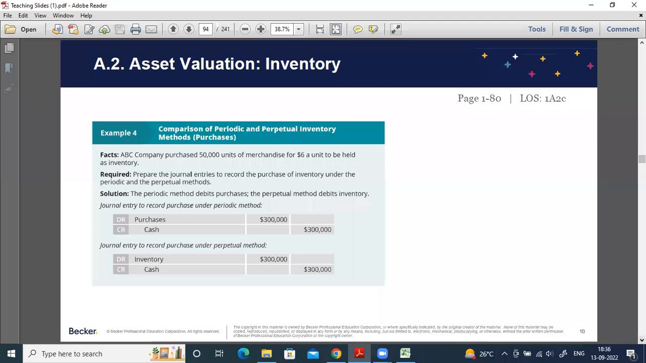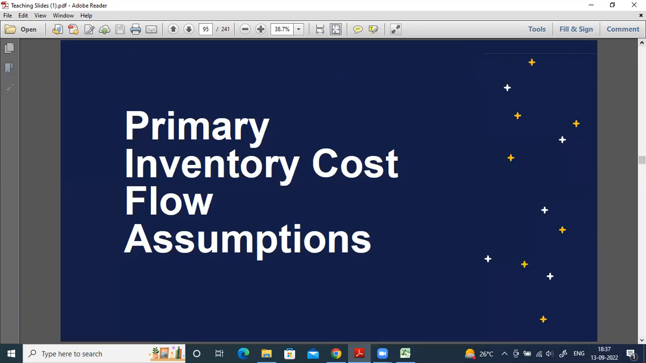Now ABC company purchased 50,000 units of merchandise for $6 a unit to be held as inventory. The requirement: prepare the journal entries to record the purchase of inventory under the periodic and perpetual methods. In case of periodic method, when you purchase 50,000 units for $6, the total value will be purchases 3 lakhs to cash 3 lakhs.